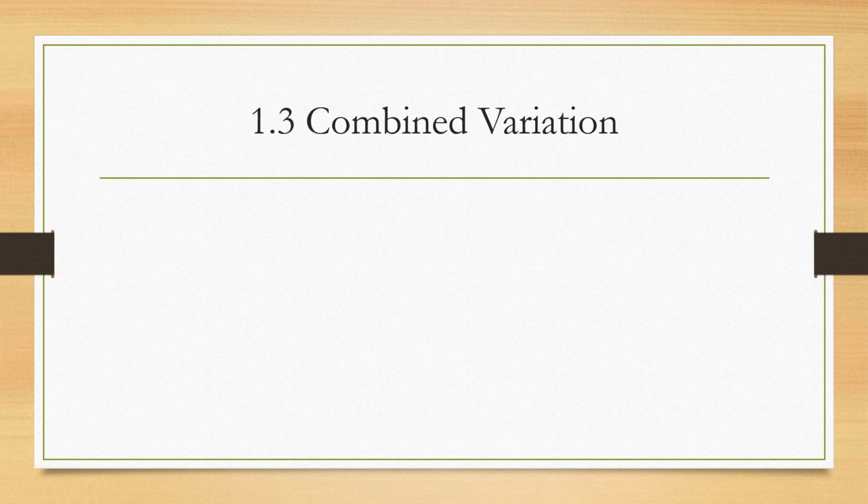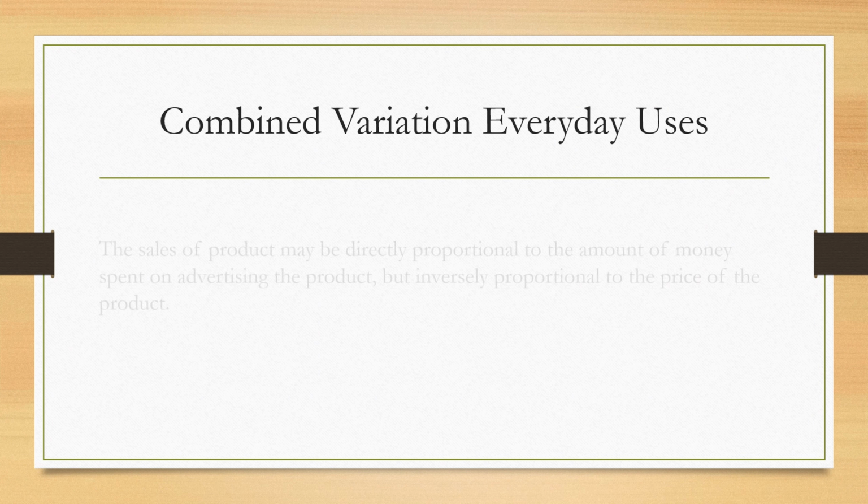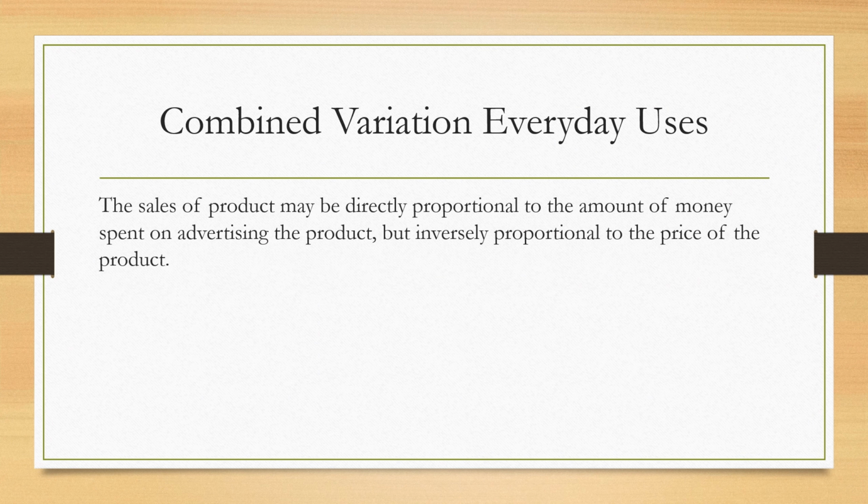Next, finally, the last subchapter, combined variation. Combined variation involves a combination of direct variation or joint variation and inverse variation. Combined variation has three variables. As x increases, y increases, but z decreases. As x decreases, y decreases, but z increases. Combined variation everyday uses: the sale of a product may be directly proportional to the amount of money spent on advertising the product, but inversely proportional to the price of the product.